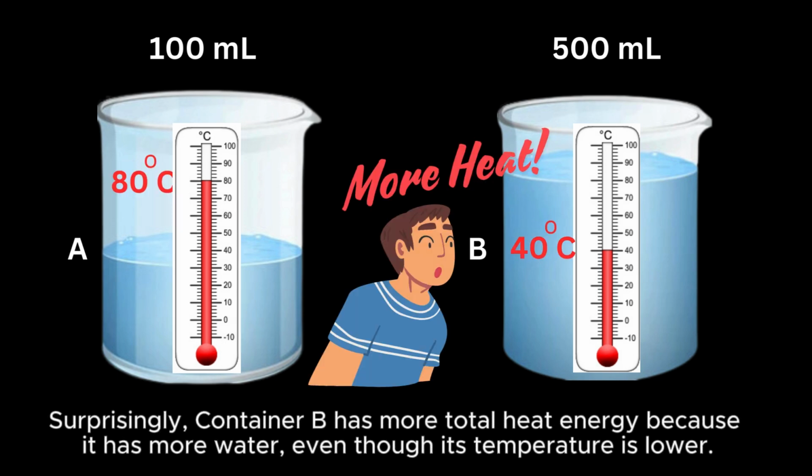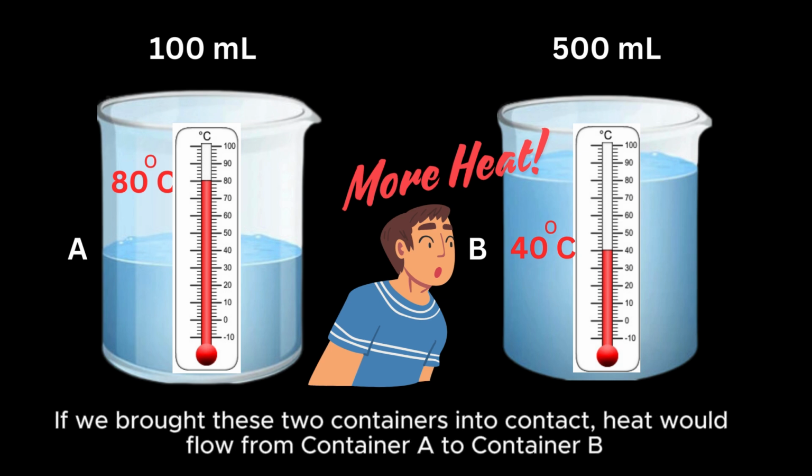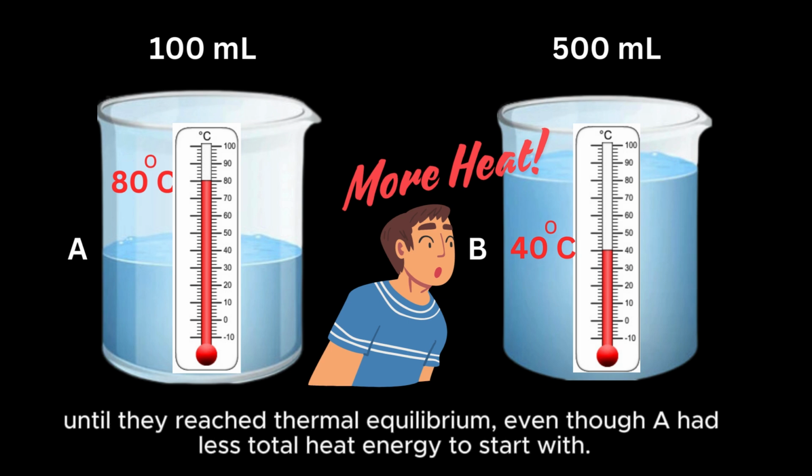Surprisingly, container B has more total heat energy because it has more water, even though its temperature is lower. If we brought these two containers into contact, heat would flow from container A to container B until they reached thermal equilibrium, even though it had less total heat energy to start with.